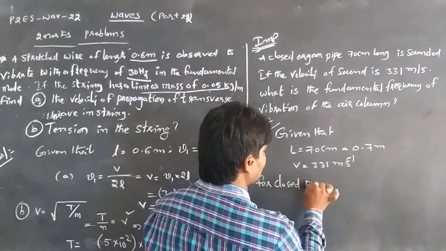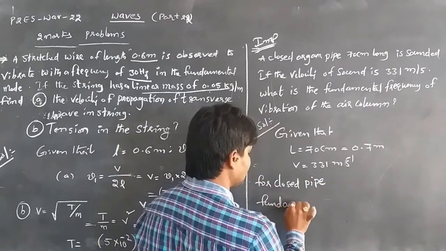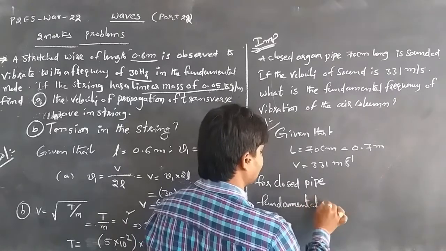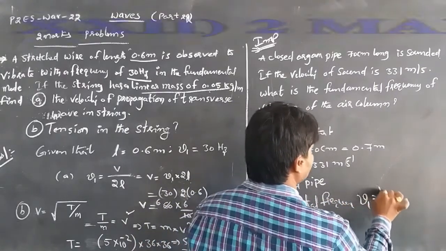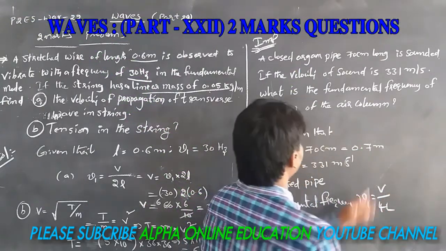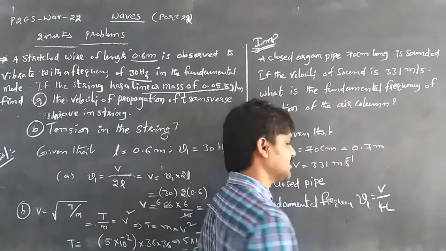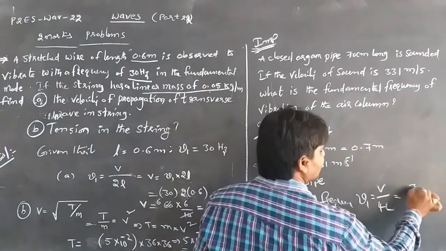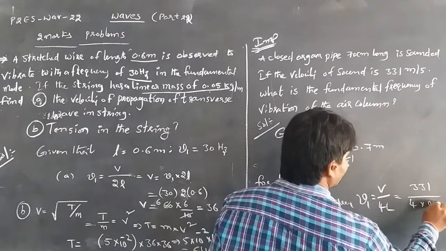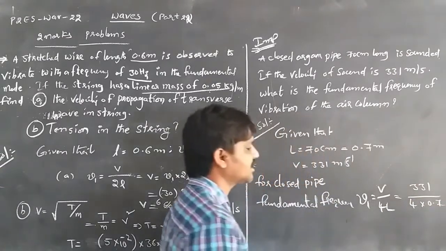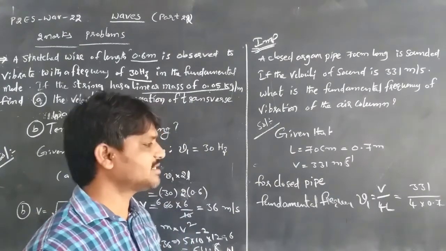For a closed pipe, the fundamental frequency nu 1 is equal to V by 4L. For a closed organ pipe, V by 4L is the equation. Then from that, 331 by 4 into 0.7.